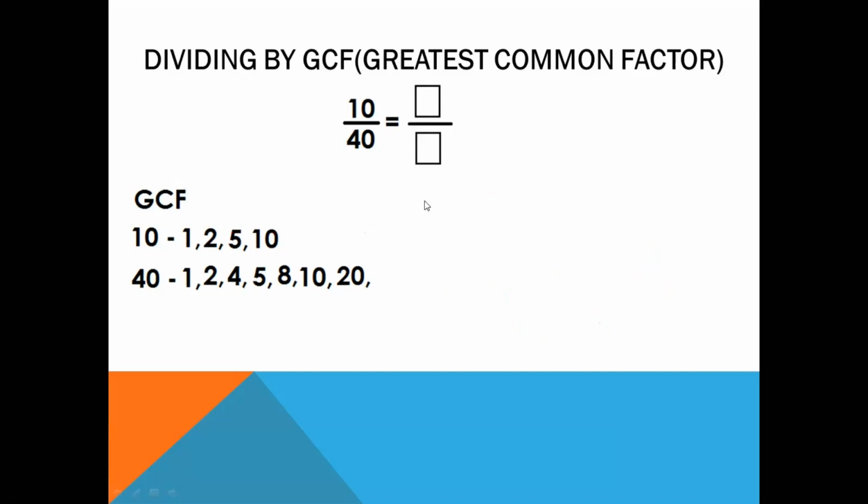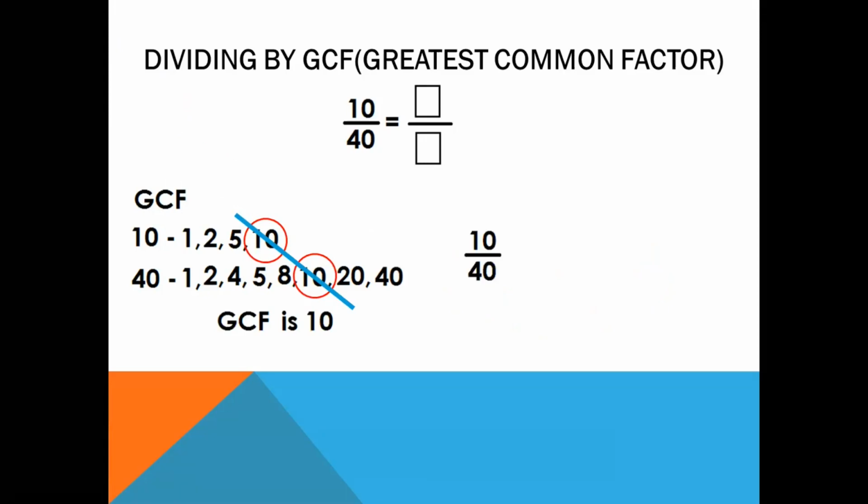Okay, now, let's find the greatest common factor of 10 and 40. We have 10 and 10. So our GCF is 10. Then, let's divide our numerator and denominator by 10. Okay, let's first divide our numerator by GCF 10. 10 divided by 10 is equal to 1. Then, the denominator, 40 divided by 10 equals 4. So our simplest form of fraction 10/40 is 1/4.